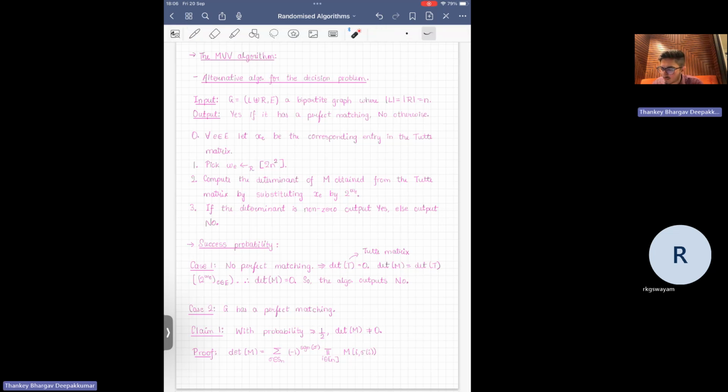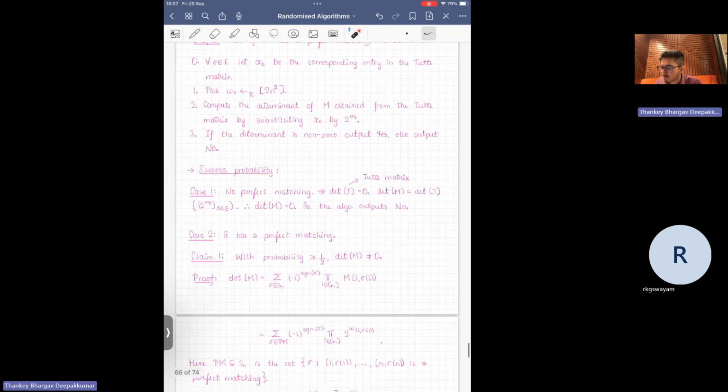For every edge E, let XE be the corresponding entry of the Tutte matrix. We pick a weight WE corresponding to XE uniformly at random from the set 2n square, and compute the determinant of M, which is obtained from the Tutte matrix by substituting X by 2 to the WE. If the determinant is non-zero, we output yes, else we output no. This was the algorithm we saw, and we analyzed its success probability.